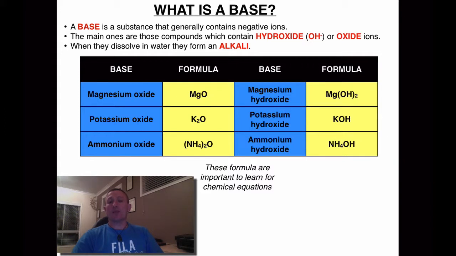The main bases that we might have can be seen here. For example, magnesium oxide, MgO, potassium oxide, K2O, ammonium oxide, (NH4)2O. That means that the thing in brackets, the NH4, is the ammonium ion, and we've got two lots of them joined to one oxygen atom. Also, we've got hydroxides: magnesium hydroxide, Mg(OH)2, potassium hydroxide, KOH, and ammonium hydroxide, NH4OH. Remember, the OH has a 1- charge, and we treat it as OH on its own.